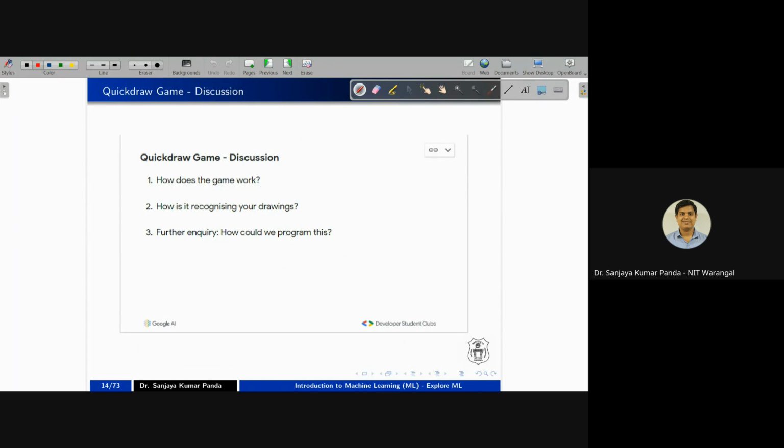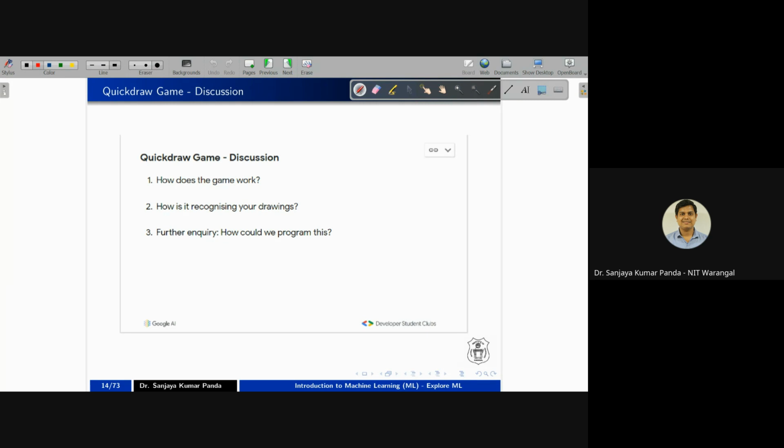Now, there are some questions related to Quick Draw. First question asks, how does the game work? Obviously, I told you we have a set of patterns and we have a set of examples, right? So based upon the patterns, or you can say examples, it is going to predict whether a particular drawing by a particular user belongs to that particular picture or not, right? That is carrot or not, or it is let's say a flower or not. Next is, how is it recognizing your drawing? Definitely some pattern is there. Some images are available in the system beforehand. Based upon that, it is making the analysis.